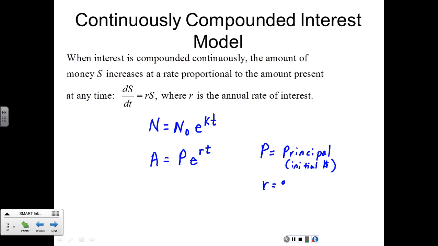R is going to be a percentage that you need to change to a decimal. And time is in years. Continual interest. Make sure this little formula is on your cheat sheet. This will be a gimme question. 8 points in your favor right here.